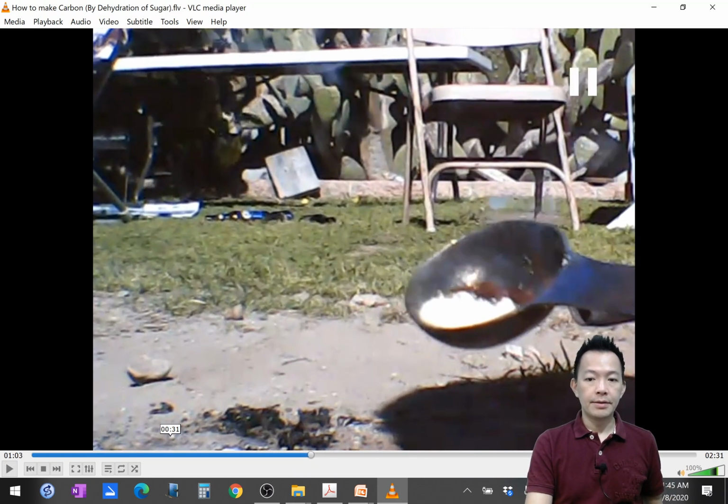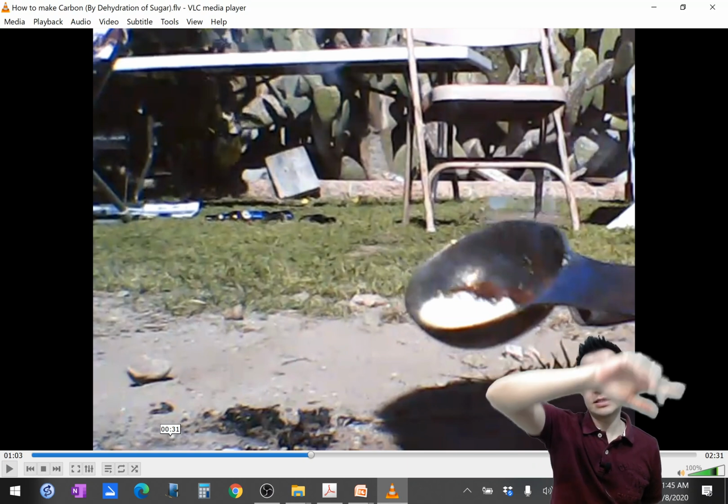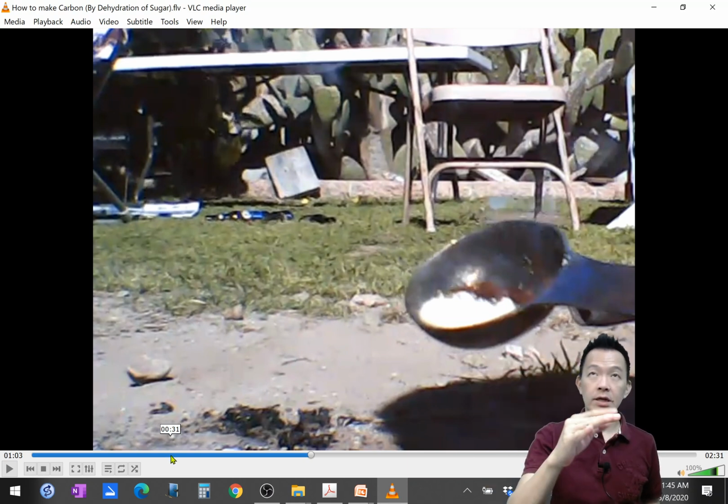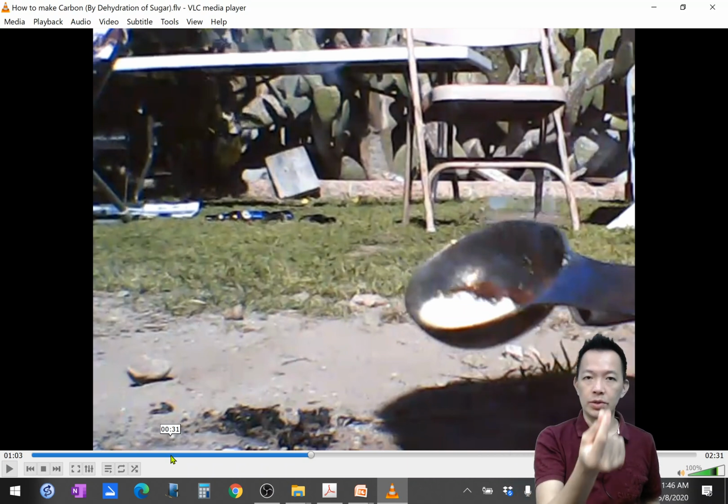Okay. The white color smoke actually is water. If you do not believe, you put a piece of mirror and you will know it is all water. And after the water leave the carbon, you're going to get a black color carbon.